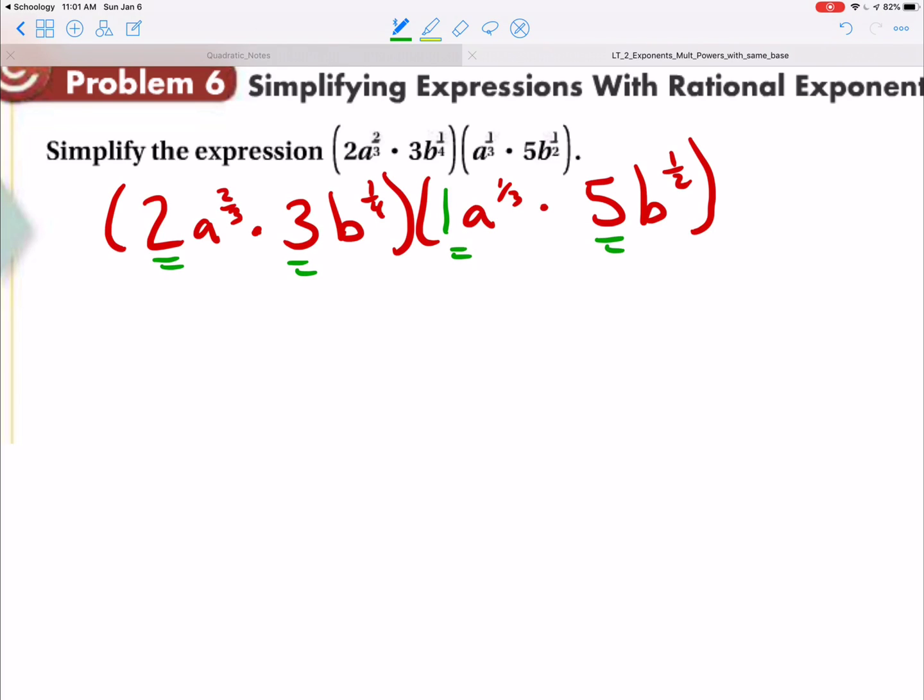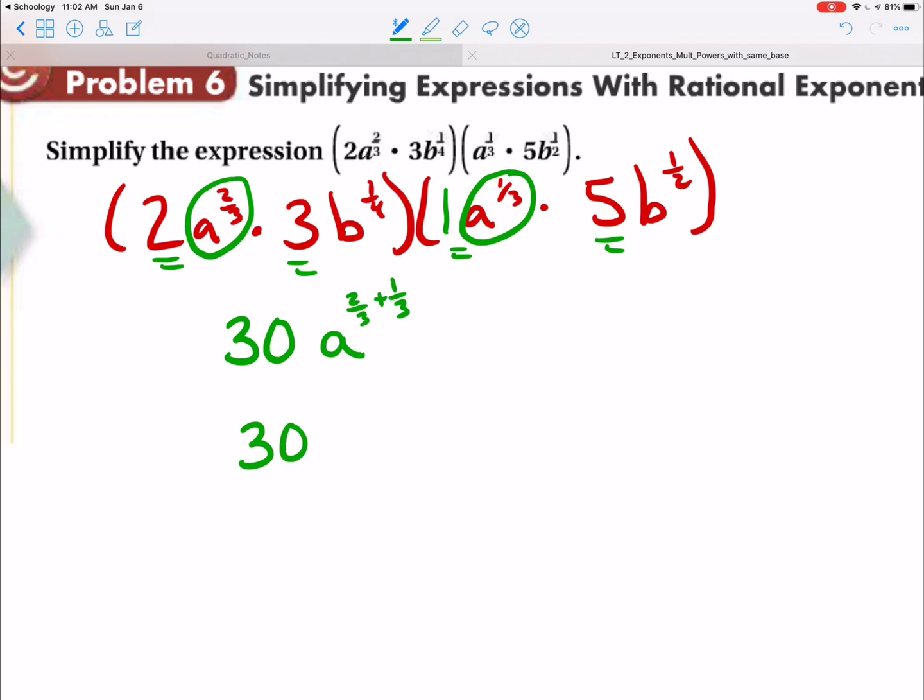And so I'm just going to multiply these. 2 times 3 times 5. So I get 6 times 5, I get 30. Now my a values, I'm looking at a to the 2/3 and then I've got to add 1/3. We know when we have the same base that we can add the exponents. So what I need to do is 2/3 plus 1/3. That's going to give me a to the 3/3, which is 1.